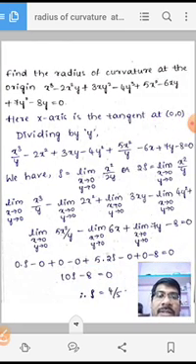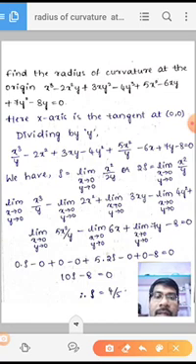Find the radius of curvature at the origin of x³ − 2x²y + 3xy² − 4y³ + 5x² − 6xy + 7y² − 8y = 0. Here the x-axis is the tangent at (0, 0). Dividing by y.